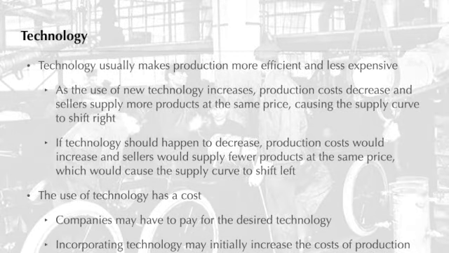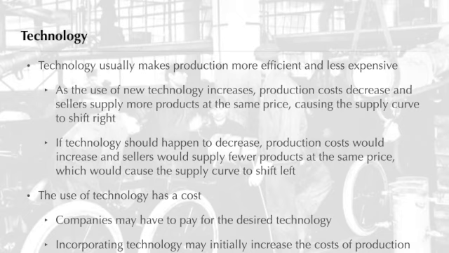New technology, such as a new tool or chemical process, can have a powerful impact on supply by changing the way in which products are made. Usually, new technology makes production more efficient and less expensive. This causes the costs of production to decrease. In turn, producers are able to supply more goods and services at each and every price because their costs are lower and their profits are higher.